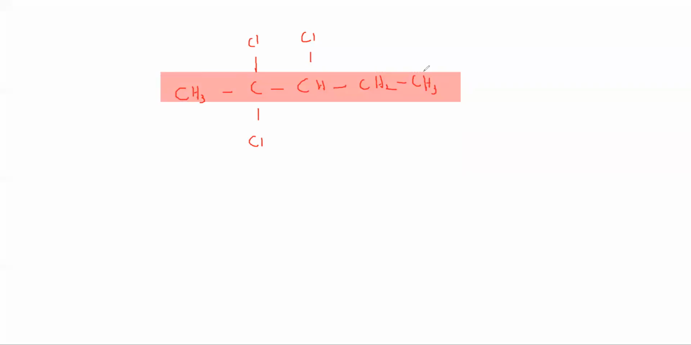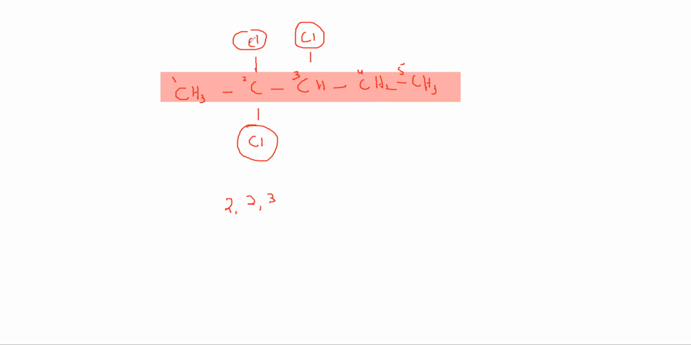Numbering should start from the nearest branch. If I number from the right hand side, 1, 2, and 3, the branch, or chlorine, is at the 3rd carbon. If I count from the left hand side, 1, 2, 3, 4, 5, the first branch is at the second position. So this is the closest one. So I will follow numbering from left to right. So at the second position, I have one chlorine. Second position, I have another chlorine. And third position, I have another chlorine. So it is 2, 2, 3.